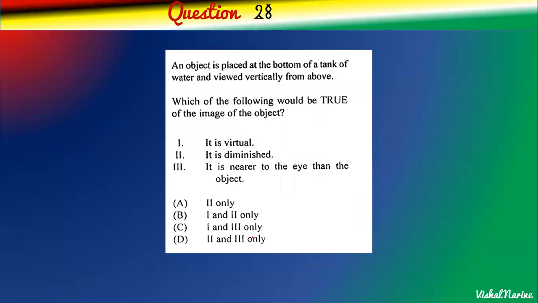But so question 28. It tells us here that an object is placed at the bottom of a tank of water and it is viewed vertically from above, meaning you're looking straight down at the water. Which of the following will be true of the image of that object? So let's go through the options. It is virtual, that is true. It is diminished, meaning that it is smaller, that is not true, because it will actually be looking larger. It is nearer to the eye than the object. That is true also, right? It is going to look closer to you. The answer is 1 and 3.